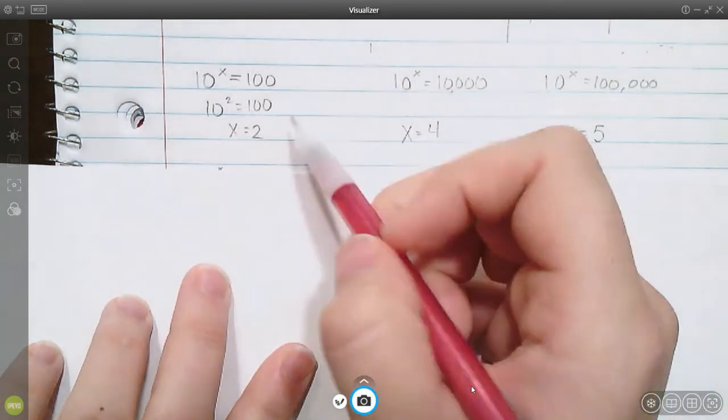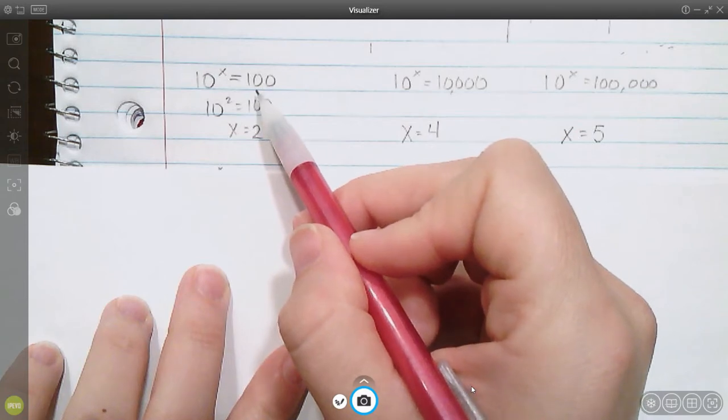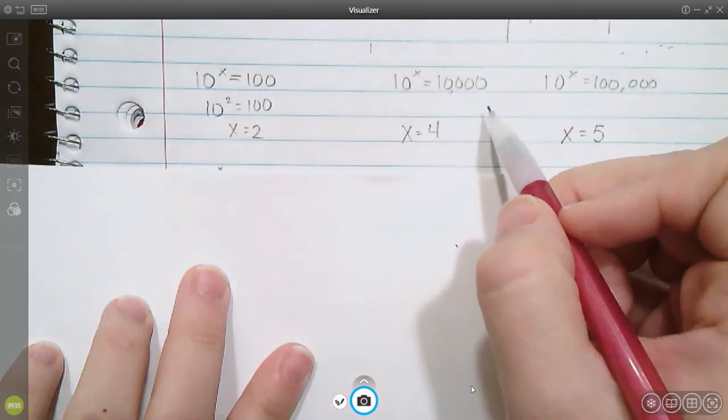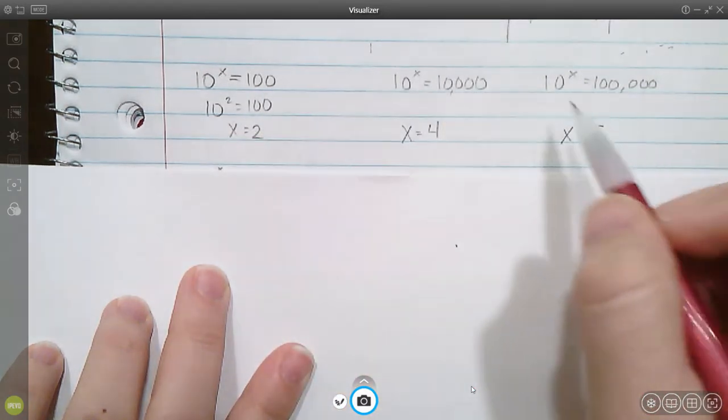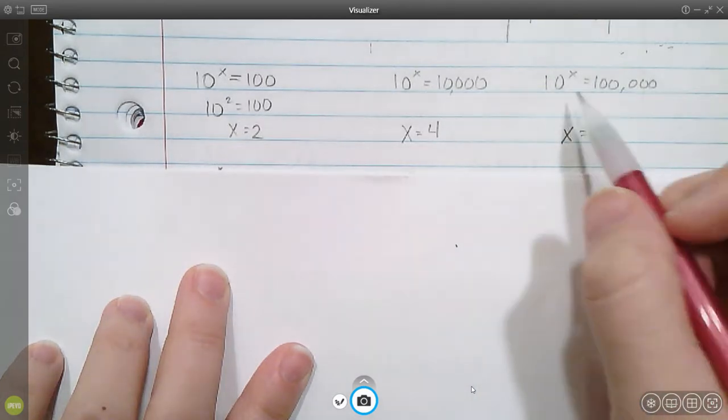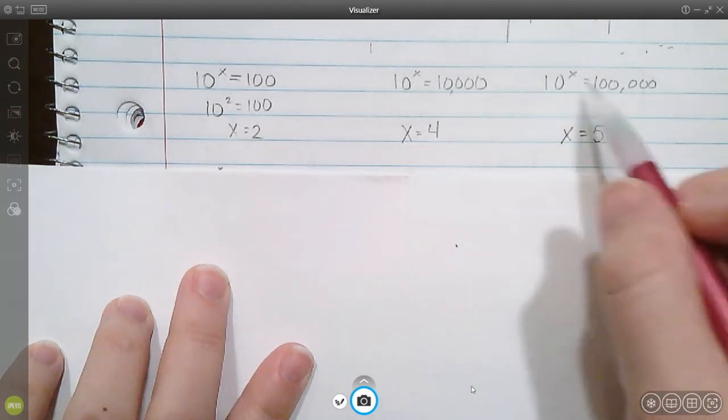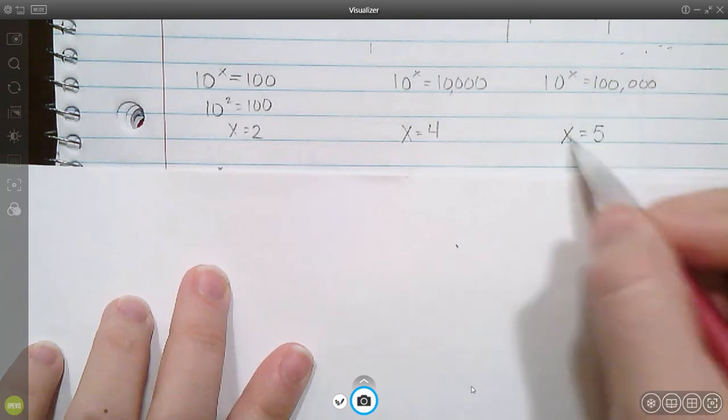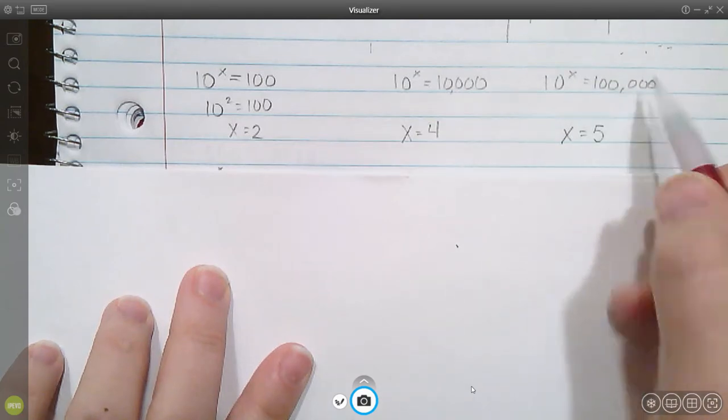So you should see a pattern. If you just count the number of zeros, it is the same as what x will be. So if you had 10 to the 100, you would have 100 zeros. So the easy way to do this without a calculator is just count your zeros.